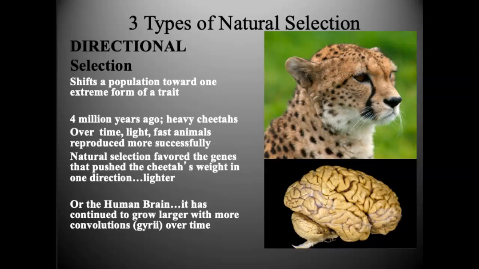Cheetahs have gotten faster and lighter over time. It's going in one direction. The human brain has gotten larger over time. It's gone in one direction. Giraffes' necks have gotten longer over time. That type of natural selection has gone in one direction.